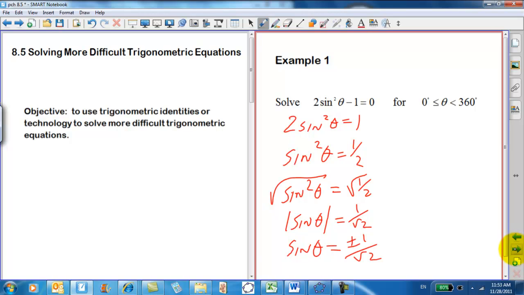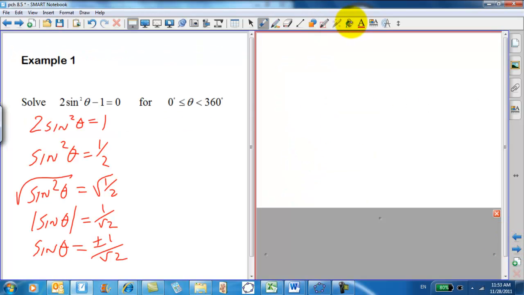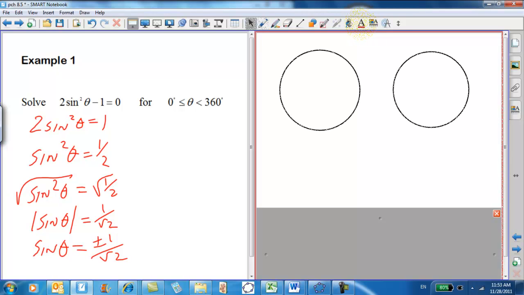And now we can use a couple of unit circles to decide where we're getting our answers here. When is the sine of theta equal to 1 over the square root of 2? Well, that's when you get that 0.707, which is about here, and you get that at the 45-degree angles. You're also going to get it in this quadrant too. So from this solution, we get 45 degrees and 135 degrees.